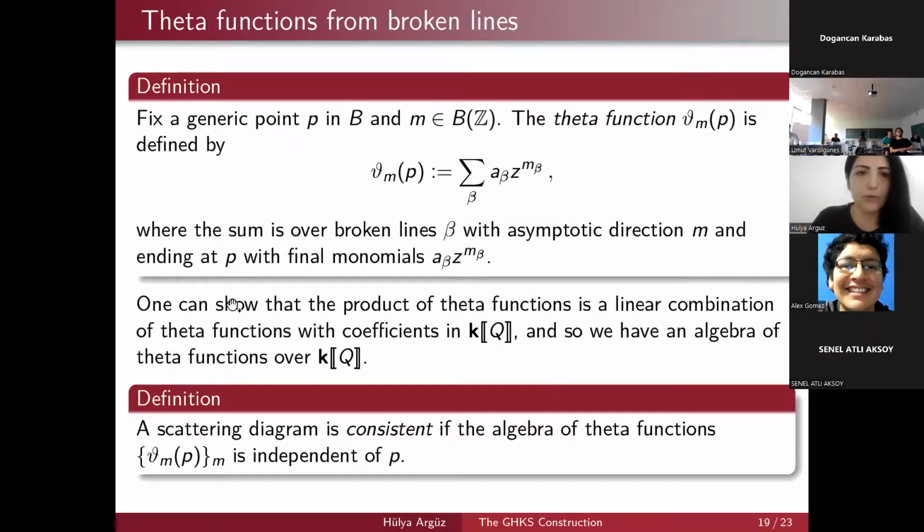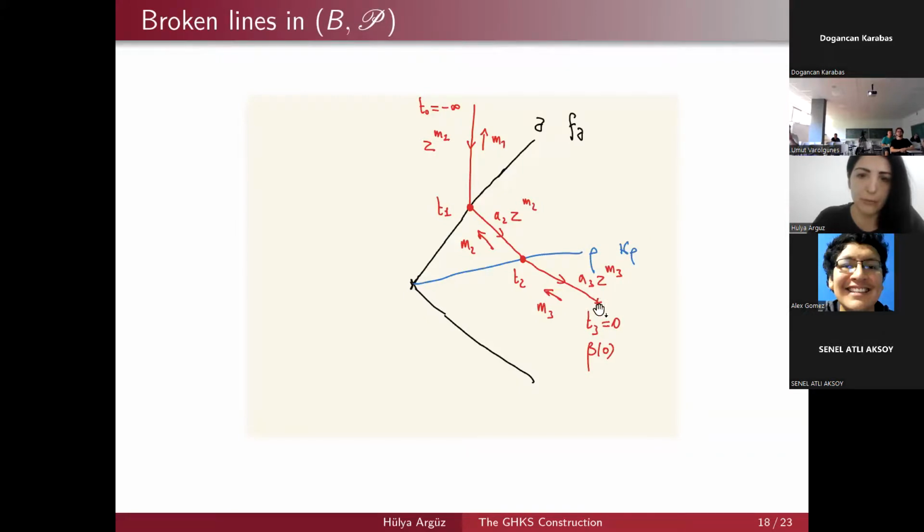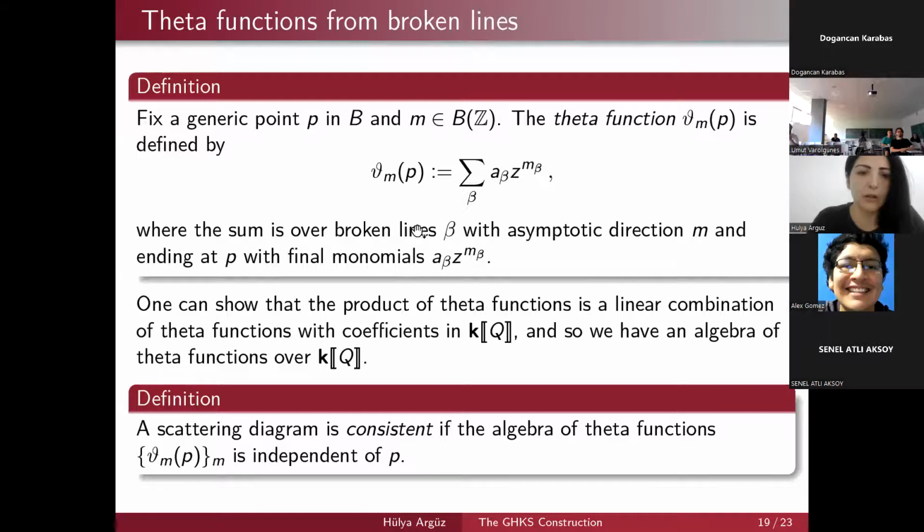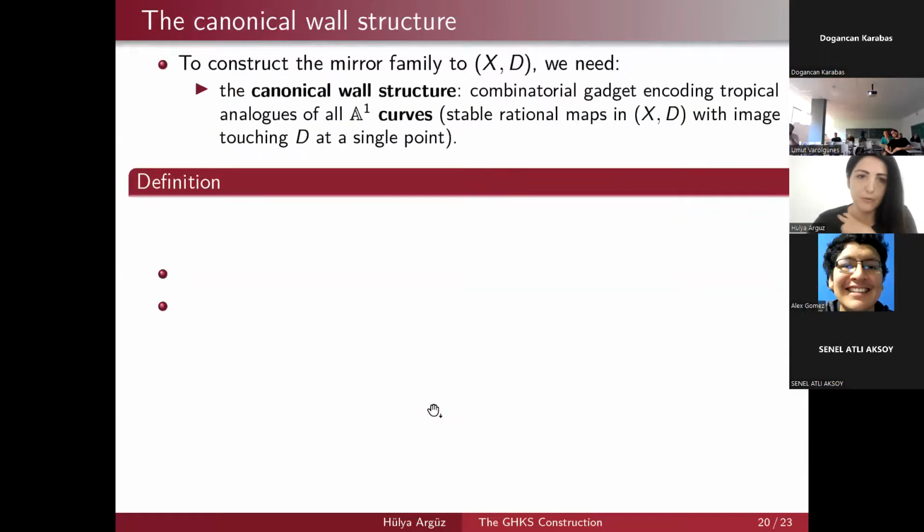So once you write all your broken lines, you can define theta functions at a point P. If you write all your broken lines ending at P, you can write the theta functions at P. One definition of a scattering diagram being consistent is that the algebra of theta functions is independent of this point. Once you have a consistent scattering diagram, you have this algebra of theta functions. One can show that the product of theta functions is a linear combination of theta functions, with coefficients in K formal power series in the monomial q, where K is a field. So using this broken line description, you can describe an algebra of theta functions.